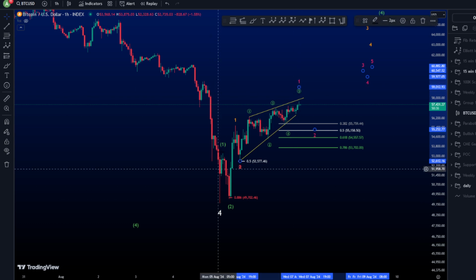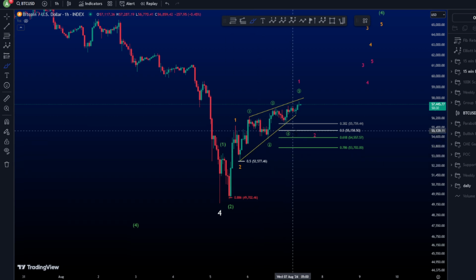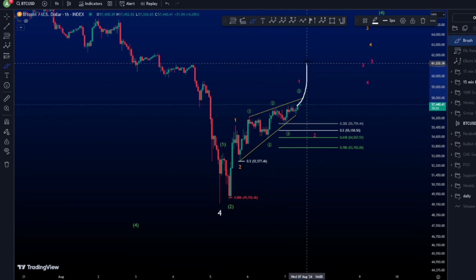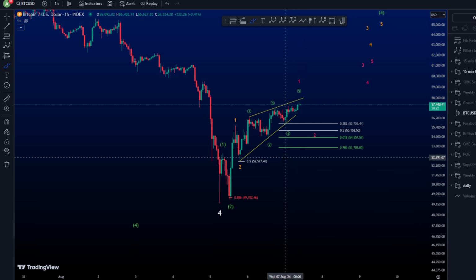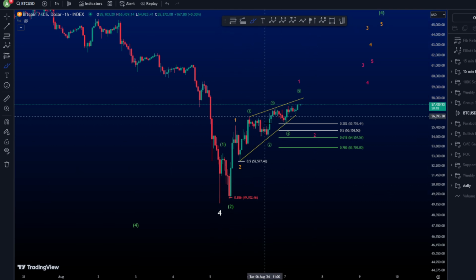However, because there are many overlaps of 1, 2, 1, 2, 1, 2, that would invalidate the bullish scenario unless we see a really massive push towards the upside, right? If we don't see any push towards the upside, then I think these overlaps become much more like corrective waves.